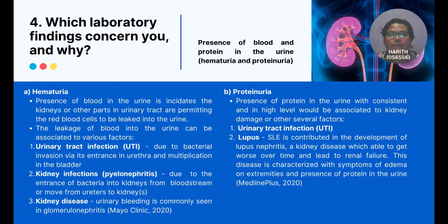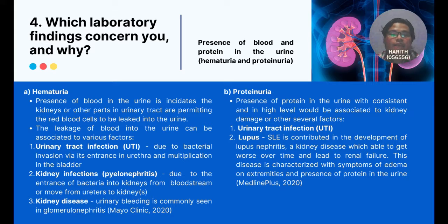Second is the presence of blood and protein in the urine, otherwise known as hematuria and proteinuria. For hematuria, the presence of blood in the urine indicates that the kidney or other parts of the urinary tract are permitting red blood cells to leak into the urine. This leakage can be associated with various factors, including urinary tract infections, or UTI, which is due to bacterial invasion via the urethra and its multiplication in the bladder.